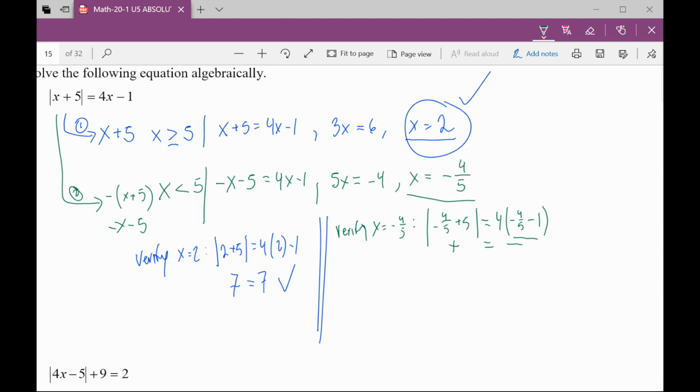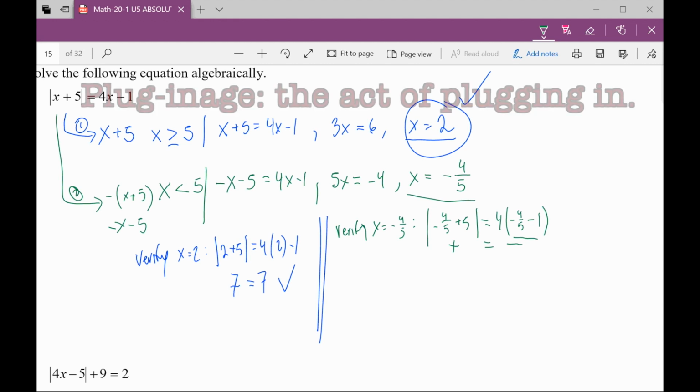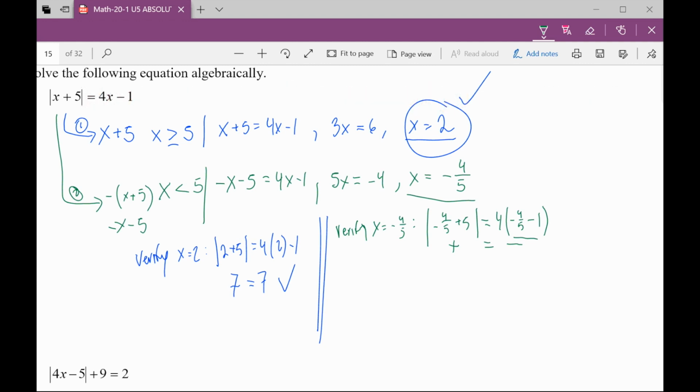Now you can go ahead and do the math if you want by continuing the plugging in. Negative 4/5 plus 25/5 is going to be what? 21/5 inside, and the absolute value of that is 21/5. I mean, you can work through the math, but you don't have to, because you can tell right now by inspection that the left-hand side will not equal the right-hand side, and therefore negative 4/5 is not a solution. So to summarize, the solution then is x equals the set of numbers that includes 2 and nothing else. Okay, there we go.